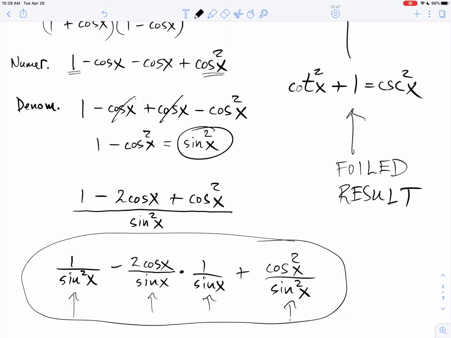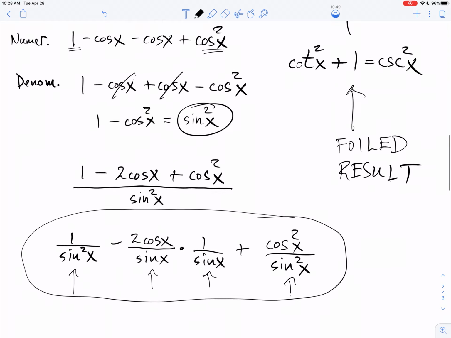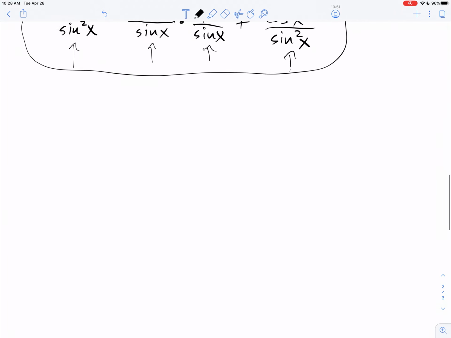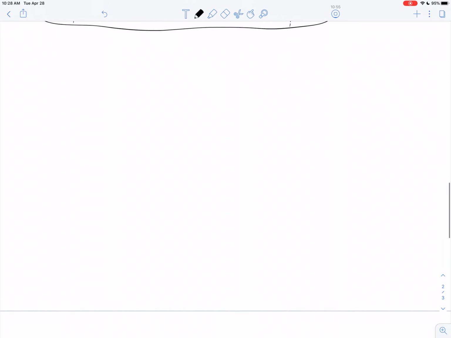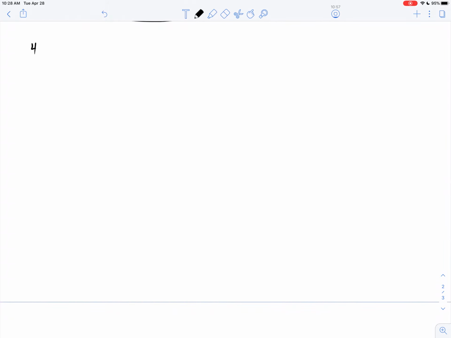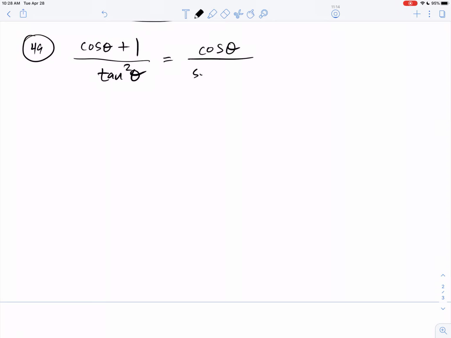Okay, let's keep going. Where did I leave off? That was 47. Now, number 49, let's see, here's my hint for number 49. It says cosine theta plus 1 over tangent squared theta. What does it equal? It equals cosine theta over secant theta minus 1.